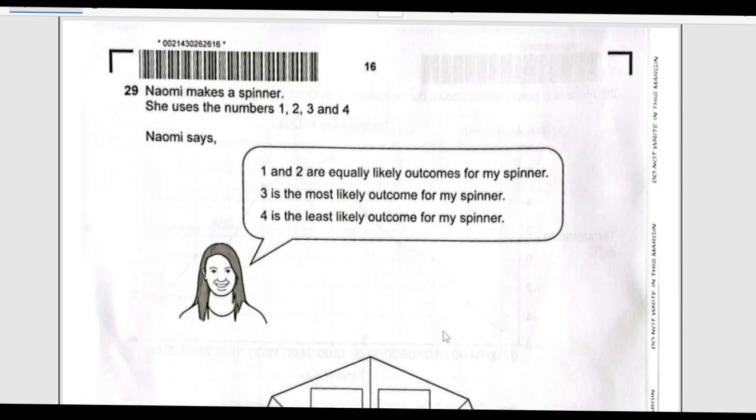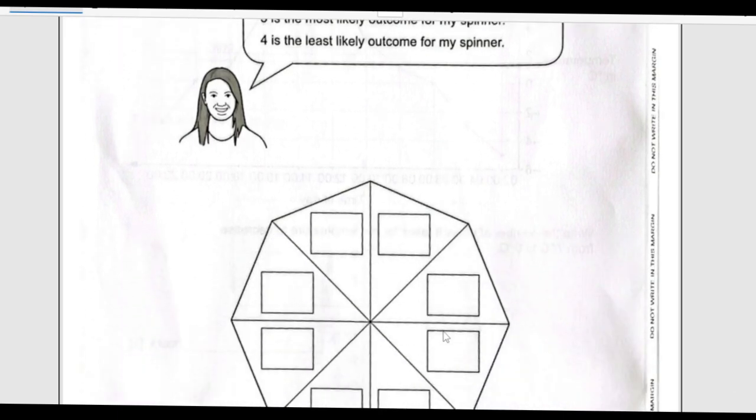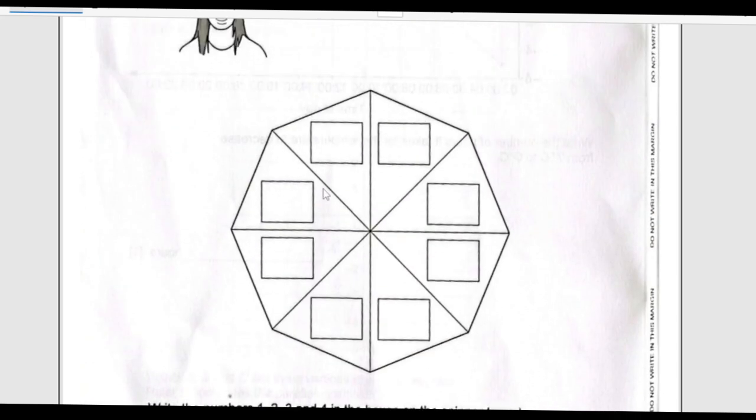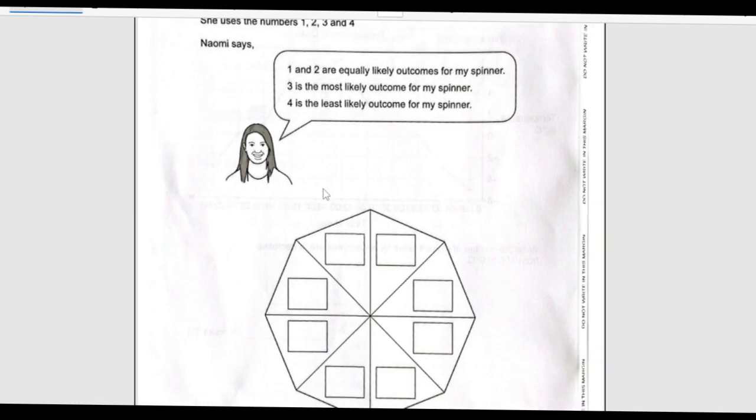Now, Naomi makes a spinner. She uses numbers 1, 2, 3, 4. We have these conditions here, and I think we need to complete a spinner. Write the number 1, 2, 3, 4 in the box on the spinner to make the statement correct. Okay. So, we will go one by one for the conditions here.